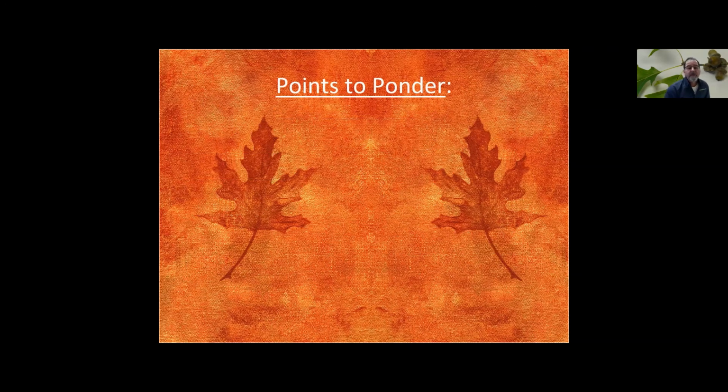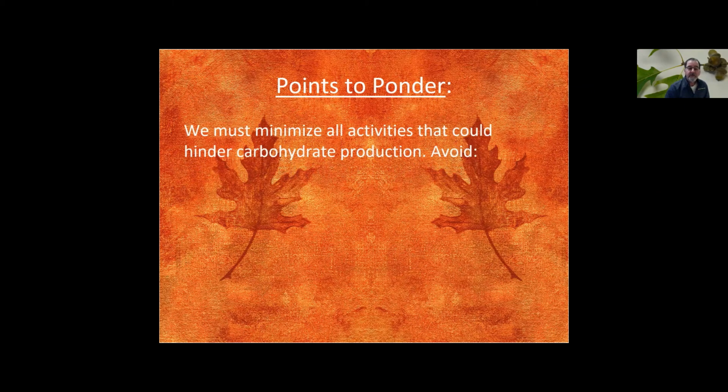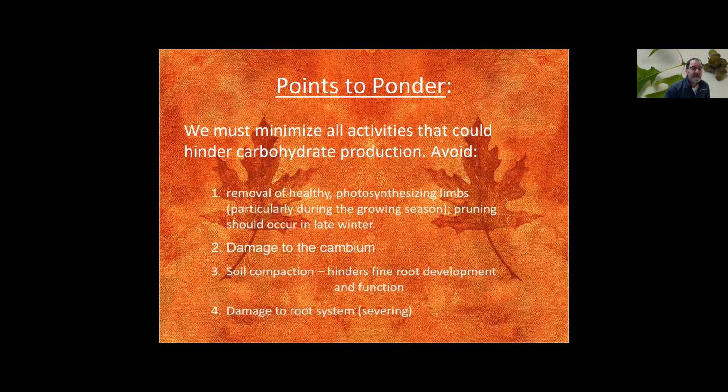So a few points to ponder then as we continue here. We must minimize all activities that could hinder this carbohydrate production. If it's that important, we should become very careful as we're working in or around trees, some things to avoid. And I like to say, kind of in joking form, that we really should never prune. And I'll let you finish your gasp when I say that. The removal of healthy photosynthesizing limbs is probably something we shouldn't be doing, but having said that, I've done it all the time. I've pruned a lot of trees.